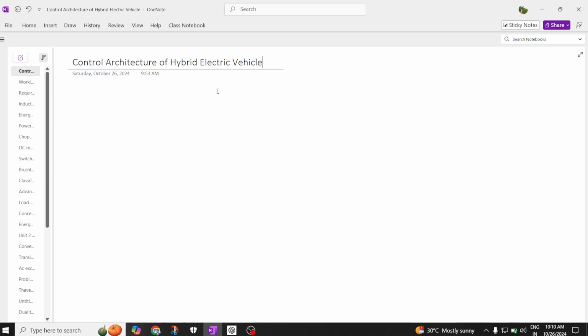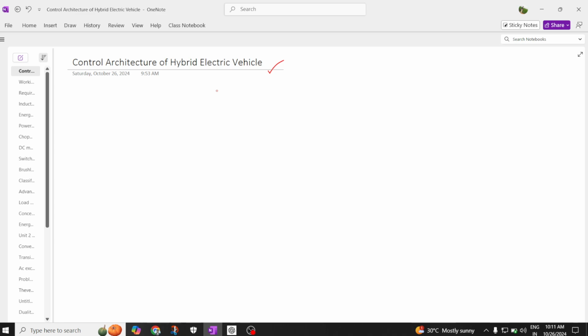Today we are going to discuss the control architecture of a hybrid electric vehicle. This control architecture is very important in the design of a hybrid electric vehicle. So coming to the basics, how this architecture resembles is that we have the wheels. So I'm drawing from the wheel to the complete engine.